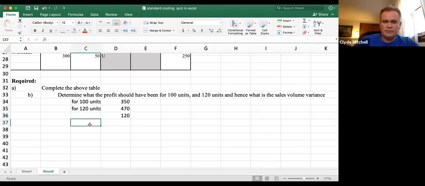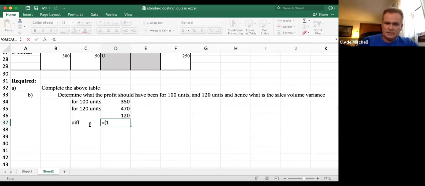How else could we have worked this out? What we could have done is we could have said, well, the fixed costs are not relevant. It's just the difference in units. So if we take the selling price of 13, we subtract the variable costs, and we multiply that just by the extra or the difference in units, which is 20, get 120.